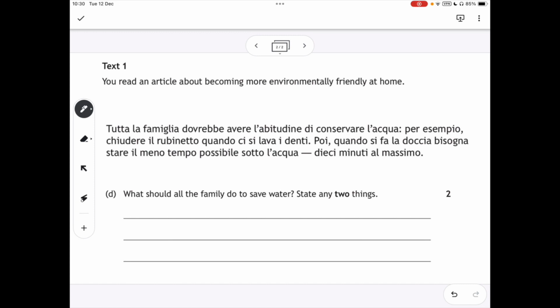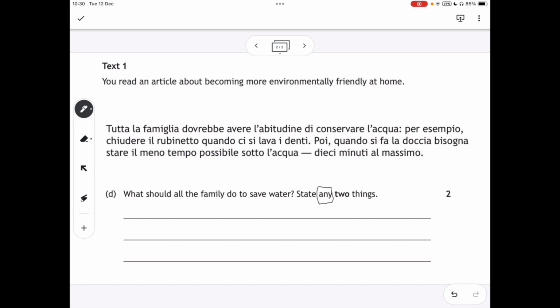Now, let us look at a smaller chunk of this text, and we're going to look at question D. What should all the family do to save water? Now, in any language, we are looking for pointers that will help us figure out where the answer is coming from. In our example here, I've already given you the correct paragraph and the question, but we need to see where our answers are. It is really important that you read the question carefully. This question here says, state any 2 things. And the notion of any here tells us that there are more than 2 things.